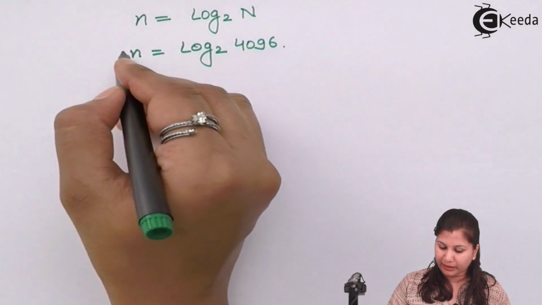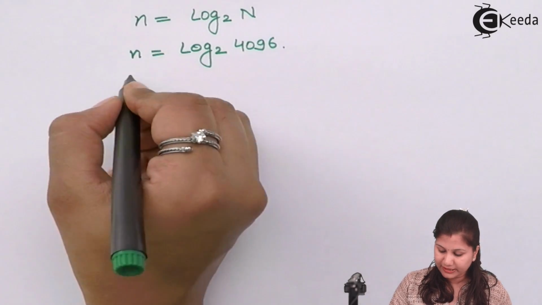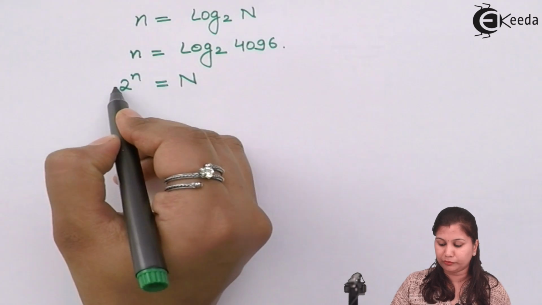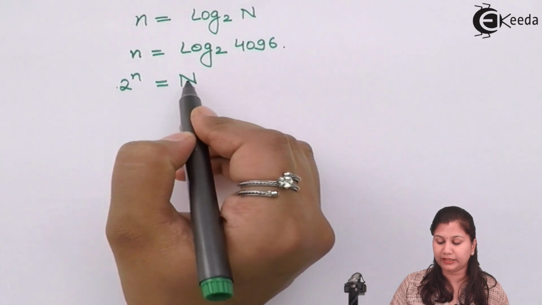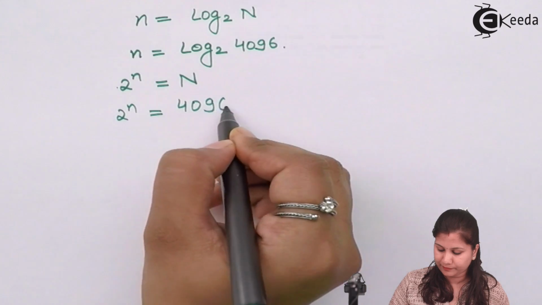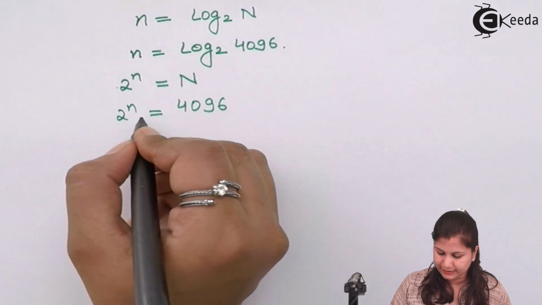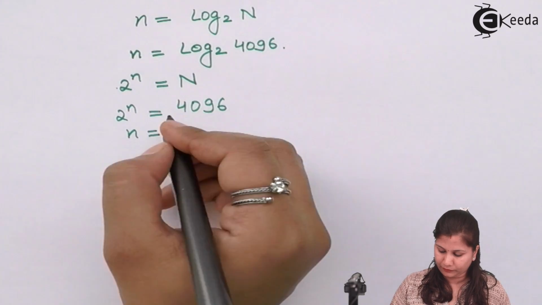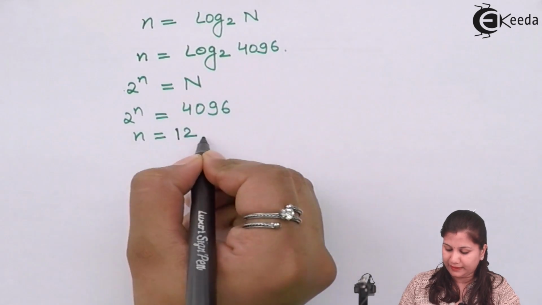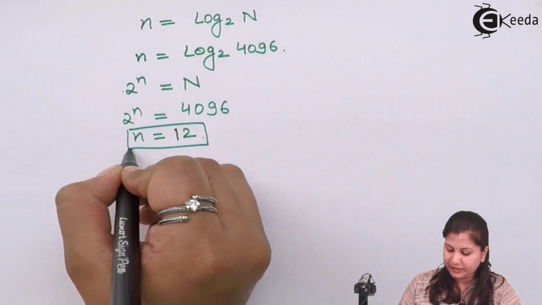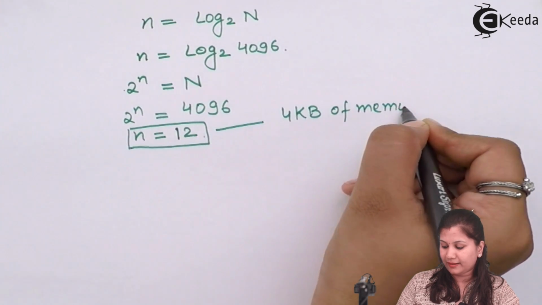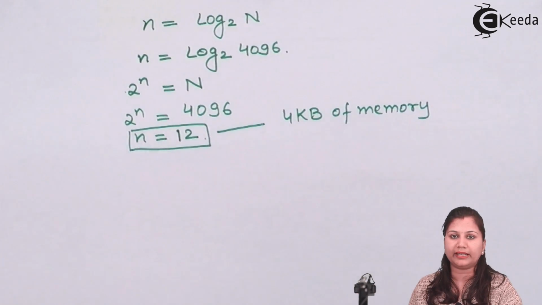Okay, now when we determine this, we can say that 2 raised to the power n equals capital N. If we take the logarithm on both sides, 2 raised to the power n will be equal to 4096, and if we calculate this, we will get the value of n as 12. So 12 address lines will be needed to address the 4 kilobyte of memory, and 8 data lines will be needed to store the 8-bit data.